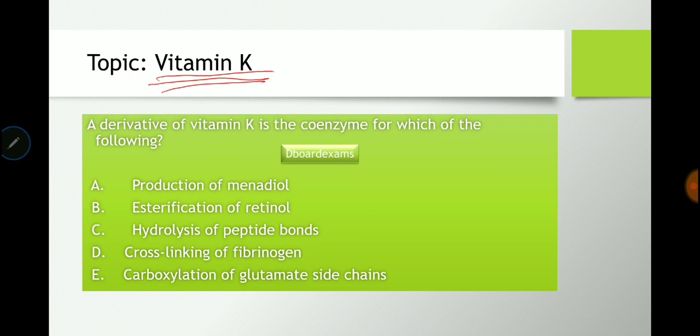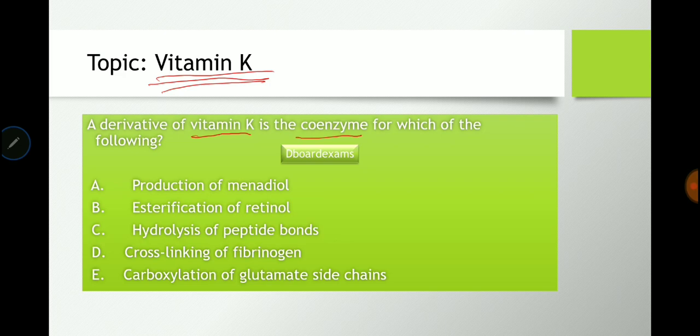So a question is, a derivative of vitamin K is a coenzyme for which of the following? Before you look at this question, you have to know what vitamin K does. It helps an enzyme, an epoxide reductase, to do carboxylation, to facilitate carboxylation of glutamate side chains in the coagulation factors. That also increases calcium binding to the coagulation factors, which helps with blood clotting.